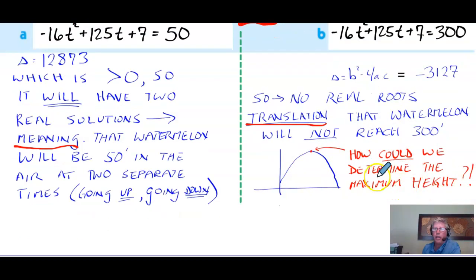I kind of asked the question here is, well, could we look at that quadratic and actually figure out the maximum height? And of course, it's called finding the vertex. We're not going to do that today.